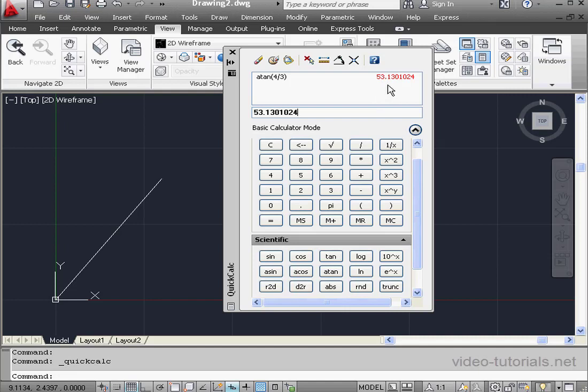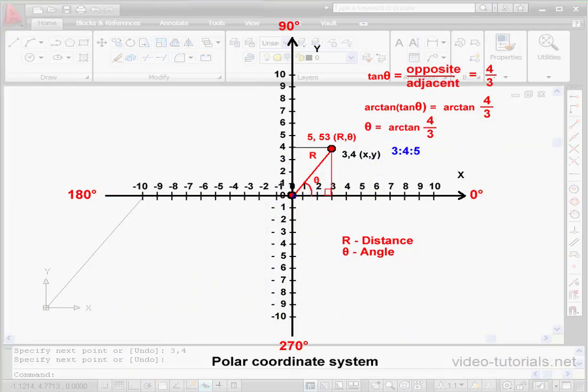I'm going to return to my diagram for a moment to review some of the basic mapping between the two types of coordinate systems. And here we can see how the Cartesian and polar systems calculate the coordinates. To review, in the Cartesian system, this point is known as 3, 4. In polar coordinates, this point is known as 5, 53 degrees. Let's get back to our AutoCAD workspace.